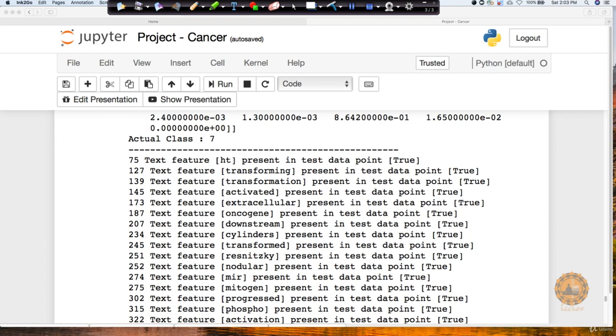Now, further to this, we are going to look at SVM models. We will see how linear SVM is going to work in this case.